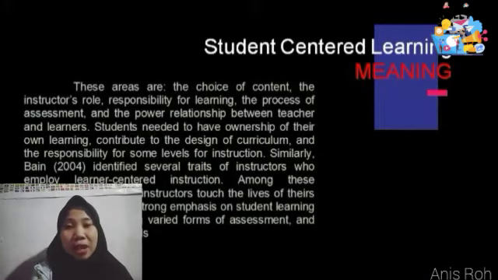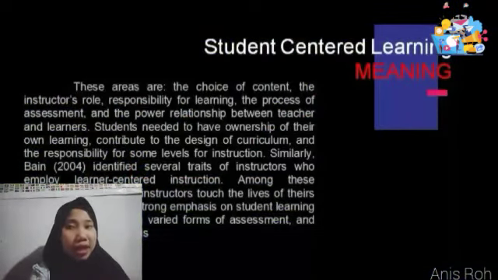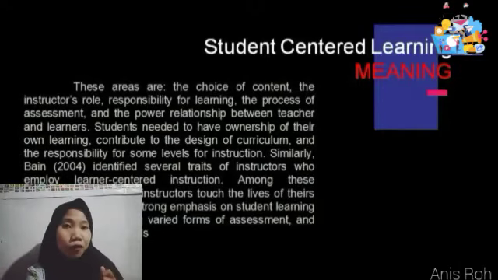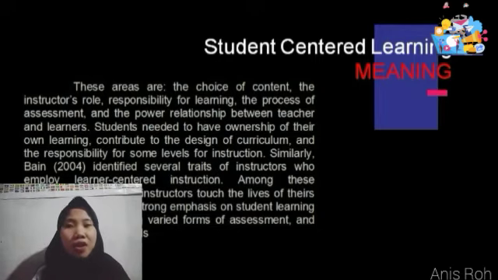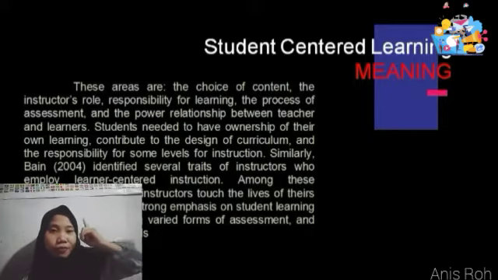And there are some components of student-centered learning: the choice of the content, the instructor's role and responsibility for learning, the process of assessment, and the power relationship between teacher and learner. So, students need to have ownership of their own learning, contribute to the design of the curriculum, and take responsibility at some level for instruction. You can check it out above.